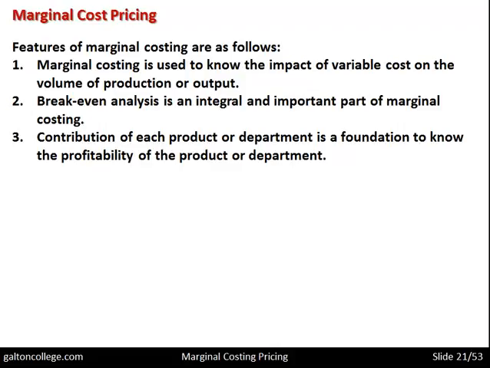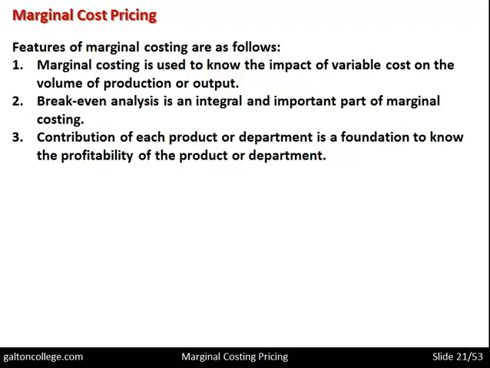The contribution of each product or department is a foundation to know the profitability of the product or department. So it's important that each department not just works on its marginal costs, but also makes a contribution towards the overheads of the business. If the various departments or products don't make a contribution to the overheads of the business, it will not be sustainable in the long run. The business will fold up. It will go out of business, because plant, machinery, equipment, all of these need to be replaced. And the business also needs to invest in product development, marketing campaigns, training programs for the employees. All of the expenses of the business have to be covered.